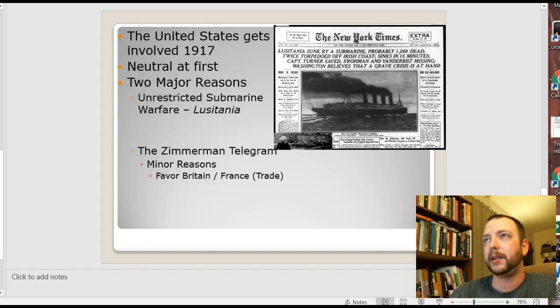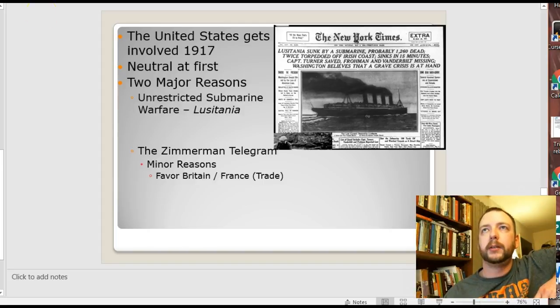Elsewhere, the United States is still existing. They don't get involved in the war until 1917. They are neutral at first for a couple of reasons, but mostly because a large section of the country does want to remain an isolationist country. So the United States does remain neutral for a long time, but there are two major reasons that the United States eventually gets involved.